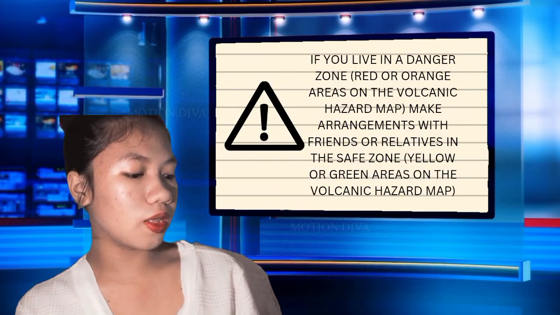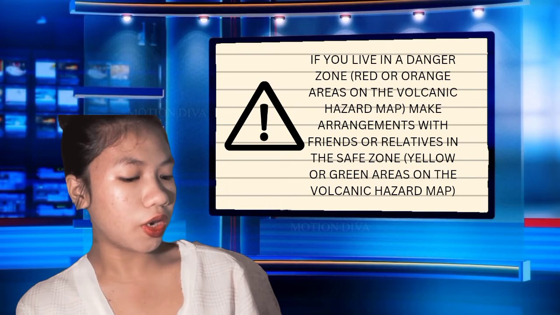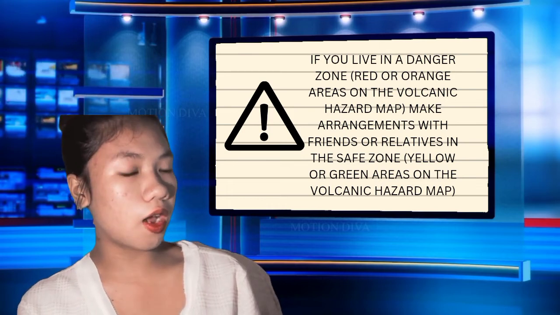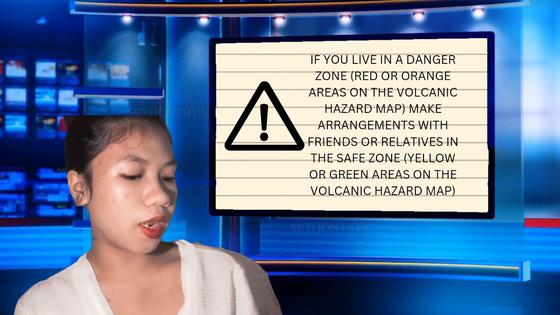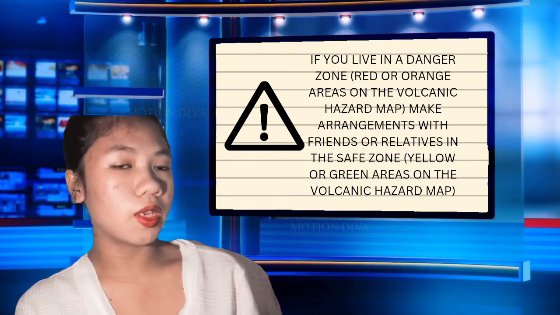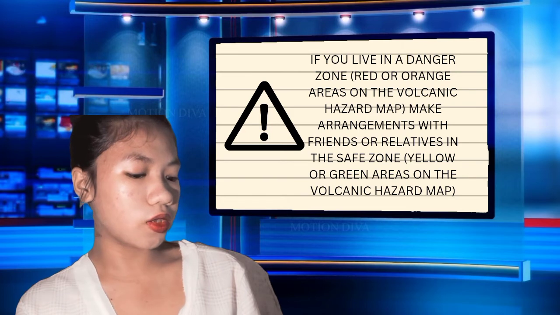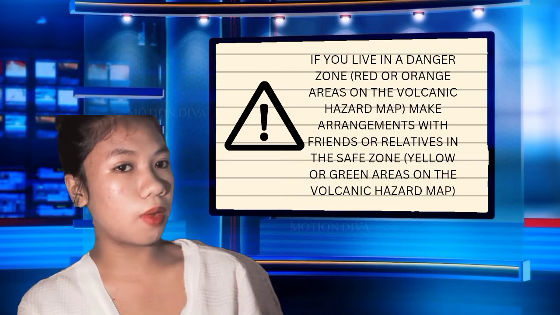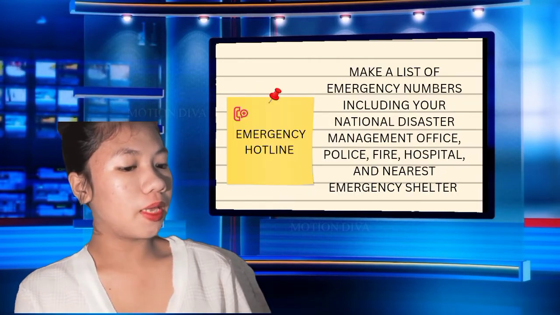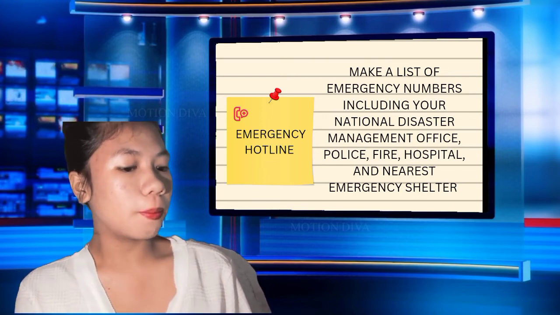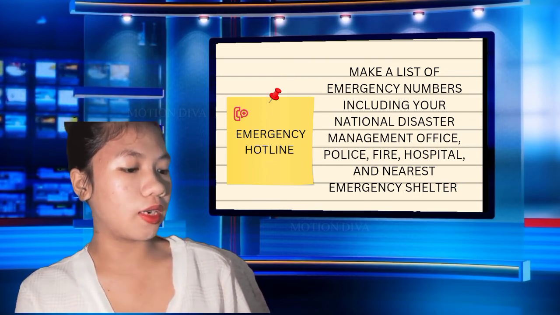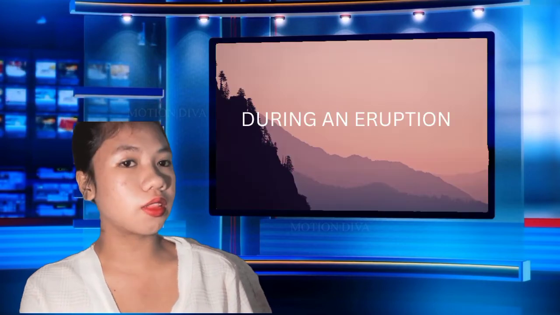If you live in a danger zone, the red or orange areas on the volcanic hazard map, make arrangements with friends or relatives in the safe zone, the yellow or green areas on the volcanic hazard map. Make a list of emergency numbers, including your National Disaster Management Office, police, fire, hospital, and nearest emergency shelter.